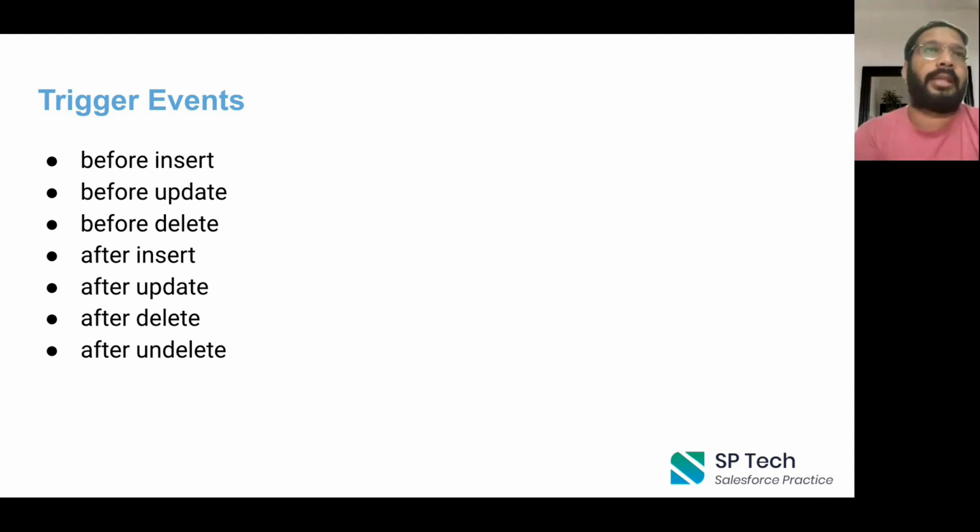For insert, we have before and after, for update, we have both, for delete, we have both, and for undelete, we have after only, because in undelete, your data will be coming from the recycle bin. From the recycle bin, it will be saved. Once it is coming from the recycle bin to the database, at that point of time, you won't be able to do anything. So that's why before undelete is not possible, and the rest have both before and after, and undelete has after only. Okay.